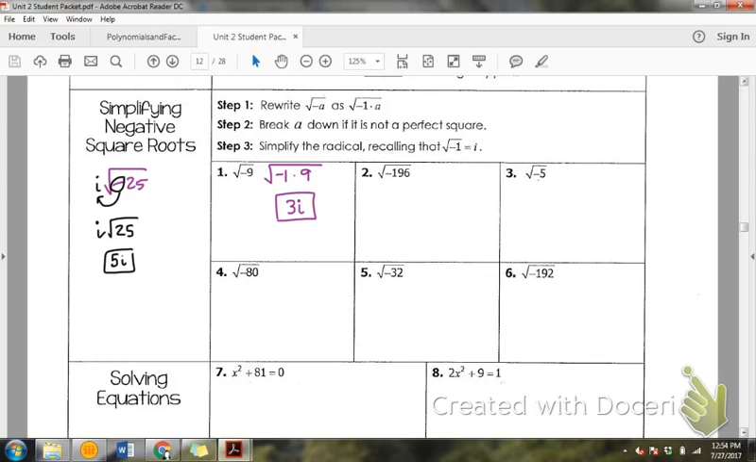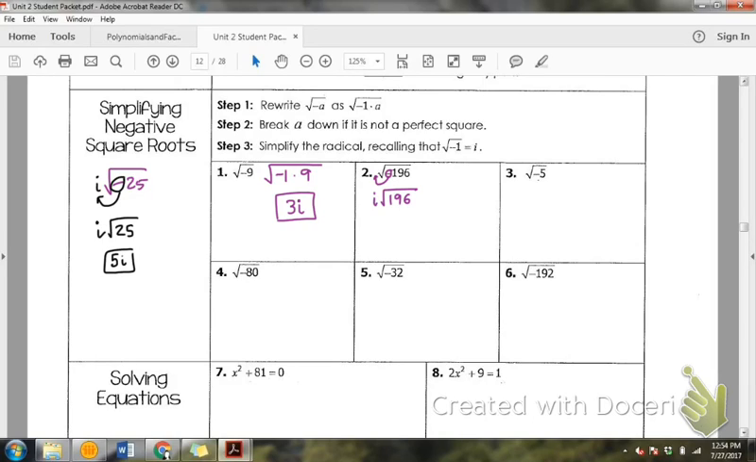Yesterday we learned about how to break down a radical, right? So is 196 a perfect square? Well, first, we can't take the square root of negative 196, so the first thing we're going to do is take the i out. So it becomes i square root of 196. And then in my calculator, I'm going to check to see if 196 is a perfect square.